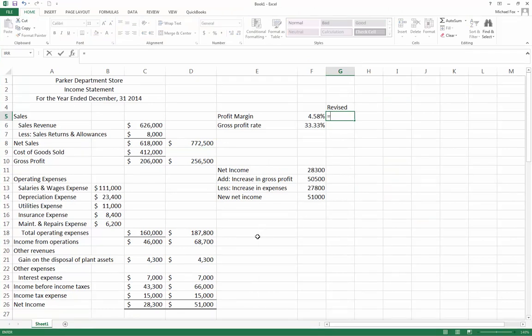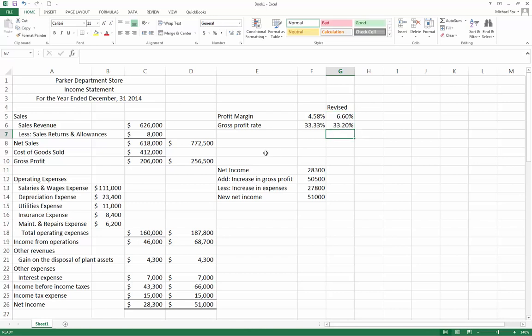Back here, my new profit margin is going to equal my net income of 51,000 divided by my net sales of 772.5. My gross profit rate is going to equal my gross profit of 256.5 divided by my new net sales. Again, let's express those as a percentage.